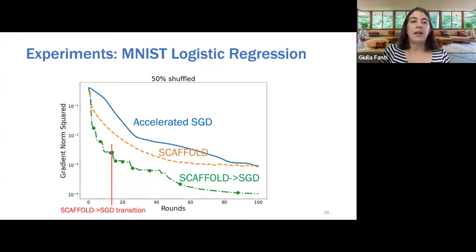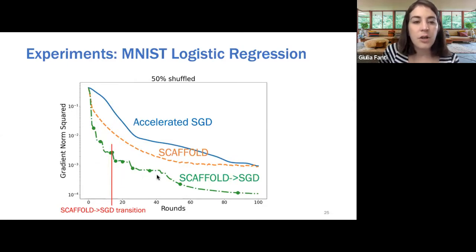Then we ran an MNIST Logistic Regression, regularized, so it's a strongly convex problem. And this plot is showing you the gradient norm squared as a function of the number of rounds of communication. So here, this blue curve is accelerated SGD, a global method. The orange curve is SCAFFOLD, which is a local method. And the green curve is FedChain with SCAFFOLD for the local method and SGD for the global method. And this red line is indicating where we transition from SCAFFOLD to SGD.